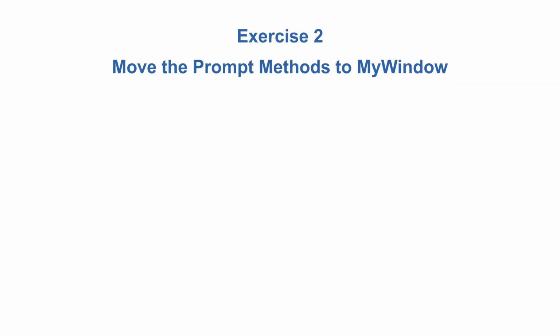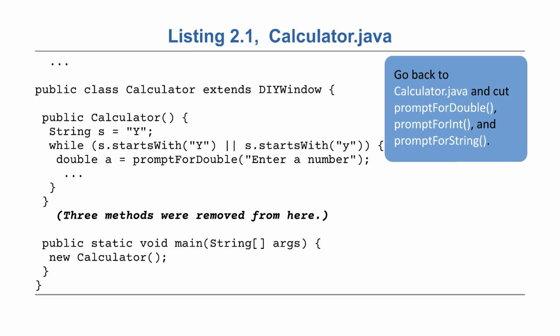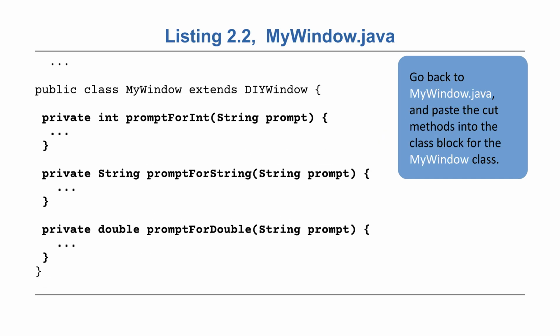Exercise 2. Move the prompt methods to MyWindow. Go back to calculator.java and cut prompt for double, prompt for int, and prompt for string. Hint: the only methods remaining in calculator should be the constructor and the main method. What happened? You'll see many syntax errors. Ignore them for the moment. Then go back to MyWindow.java and paste the cut methods into the class block for the MyWindow class.